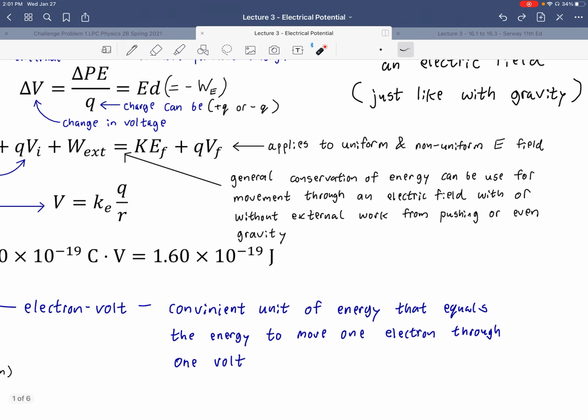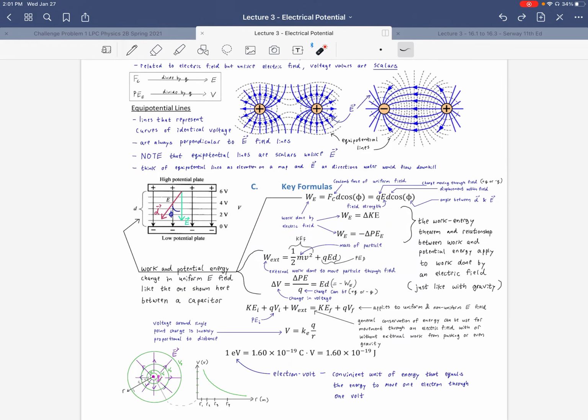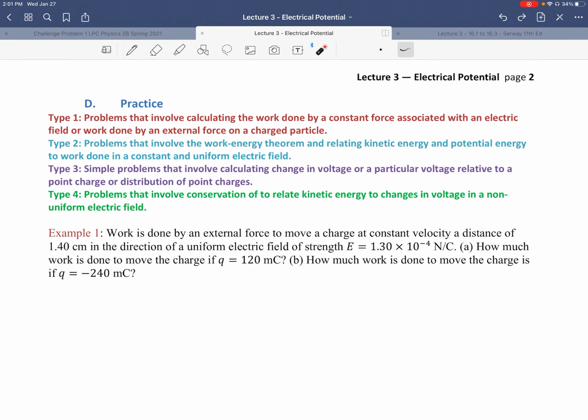Now, the reason it's a convenient unit of energy is because it equals the energy to move one electron through 1 volt. All right, so let's finally get on to our practice problems. We have 4 types of problems that I want to show you. Type 1, problems that involve calculating the work done by a constant force associated with an electric field or work done by an external force on a charged particle.